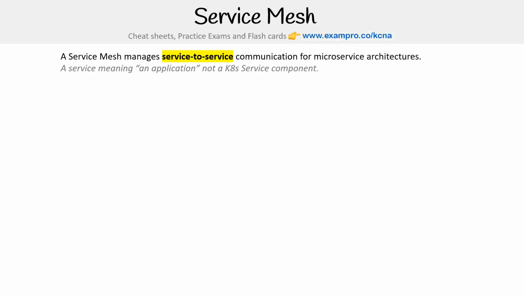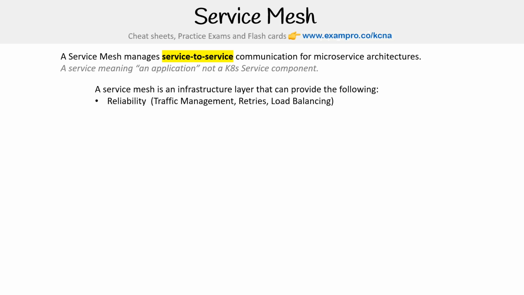A service mesh manages service-to-service communication for microservice architectures, a service meaning an application, not a Kubernetes service component. This is where that confusing name comes from. A service mesh is an infrastructure layer that can provide reliability, traffic management, retries, load balancing, observability, so metrics and traces, and security, so TLS certifications and identity.